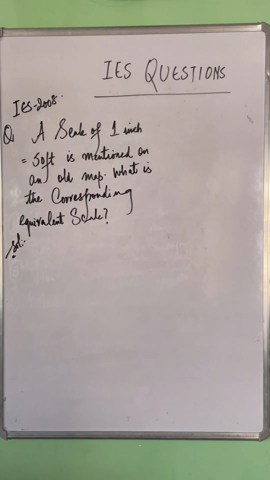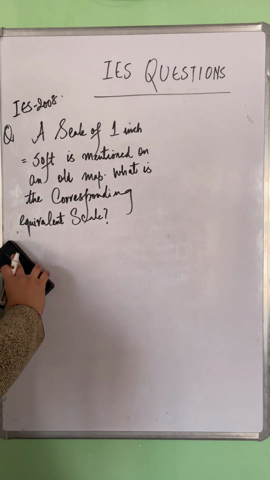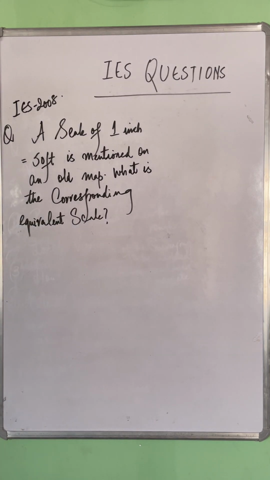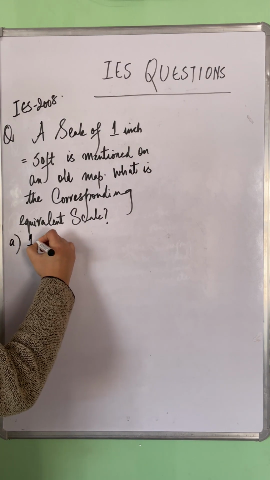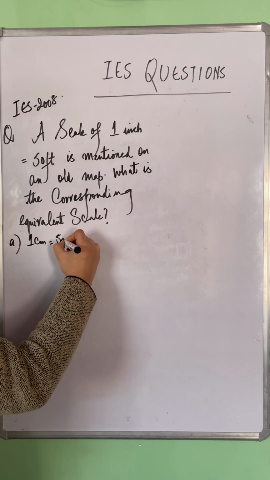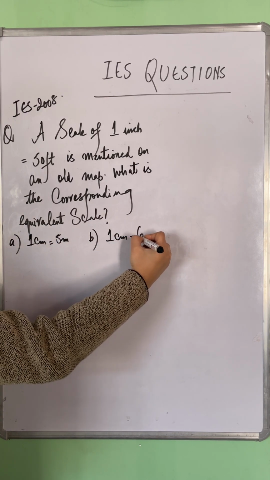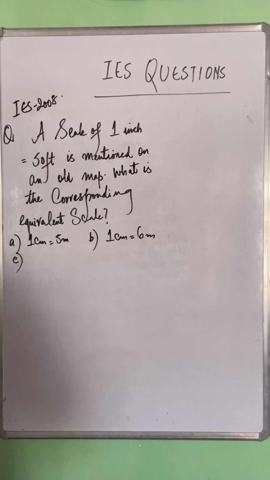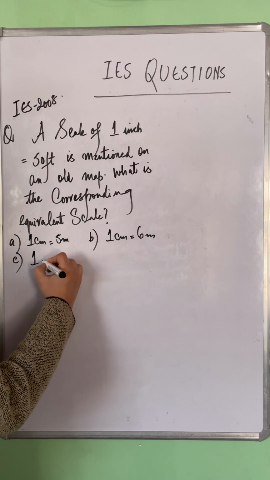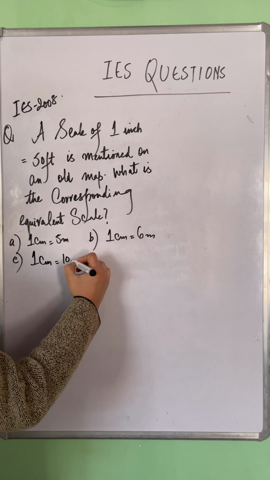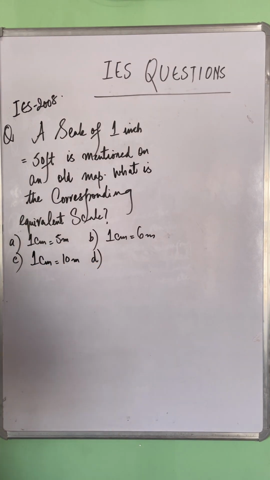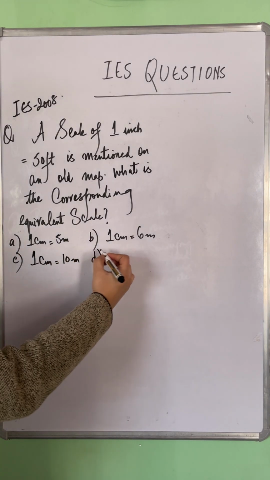Let me write options first, because it's important to write options as well. Option A, 1 centimeter is equal to 5 meters. Option B, 1 centimeter is equivalent to 6 meters. Option C is 1 centimeter is equal to 10 meters, and option D is 1 centimeter is equal to 12 meters.